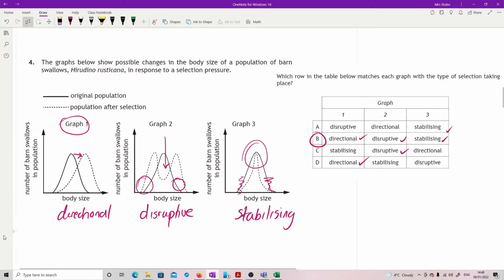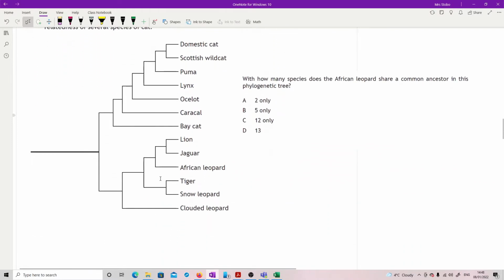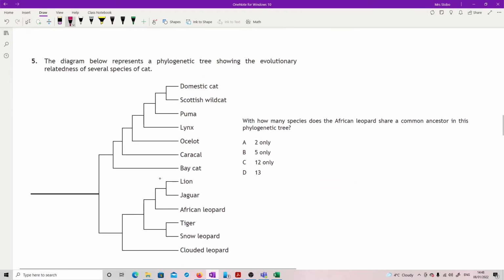There we go. Okay, the diagram below represents a phylogenetic tree showing the evolution and relatedness of several species of cat. Okay, whole pile of them. With how many species does the African leopard share a common ancestor in this phylogenetic tree? It's almost a trick question, because if I follow back the African leopard, the whole point is that the African leopard goes back to a common ancestor for all of these ones in here.